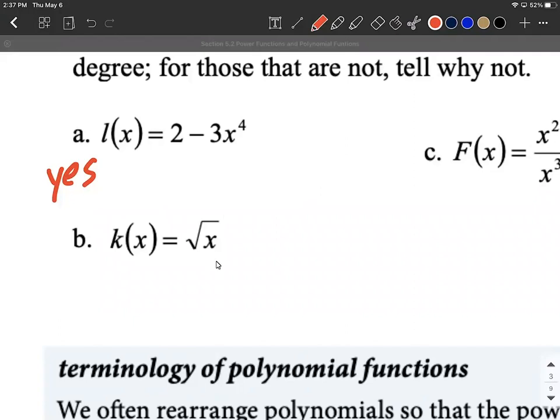On the next one, however, we have k of x equals the square root of x. You could rewrite this as x raised to the 1/2 power. That would break our rule about having a fractional exponent instead of a non-negative integer exponent. So we'd have to answer no on this one.